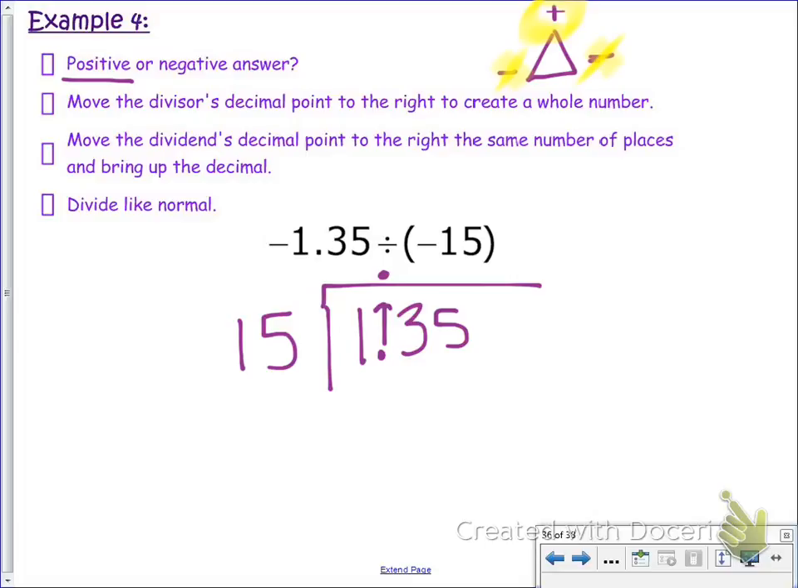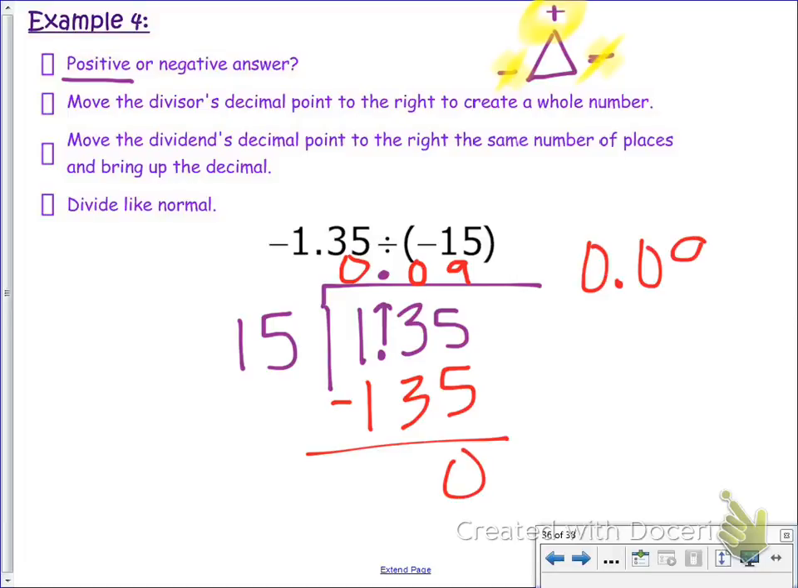15 cannot go into 1, so I do not put anything right there except a 0, so I'm going to put that 0 right there. 15 cannot go into 13, so I put a 0 right there. But it does go into 135 9 times. And so our final answer is 0.09. So notice whenever there's a decimal in the dividend, it is 100% okay. We just bring that decimal up.